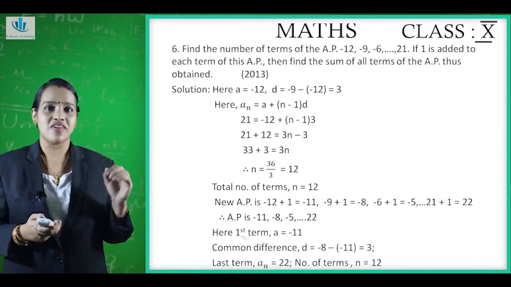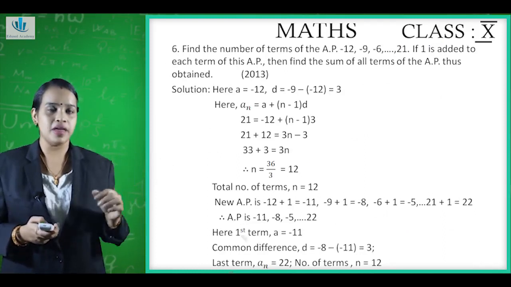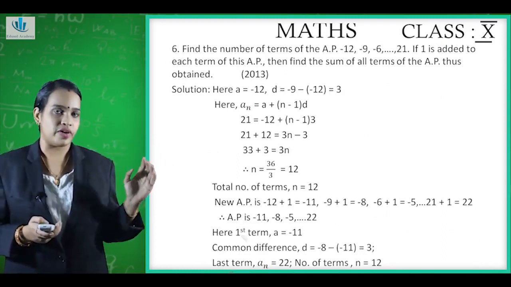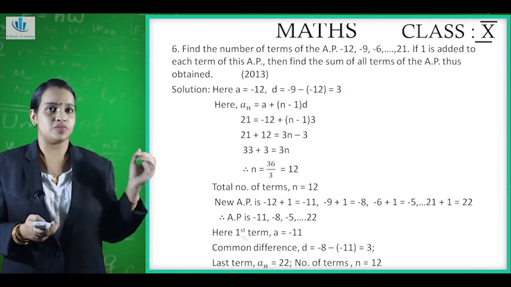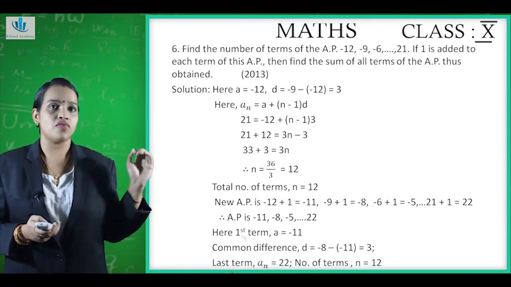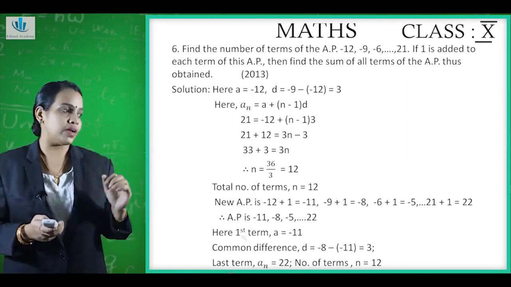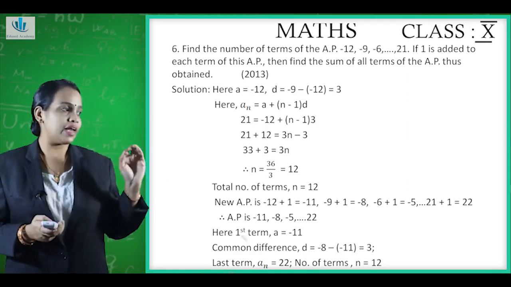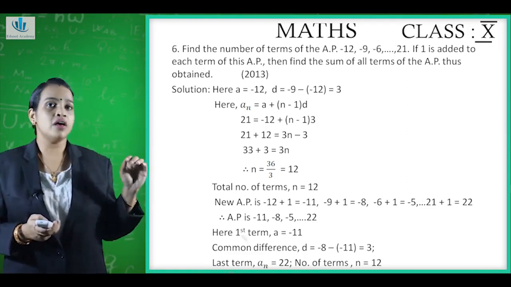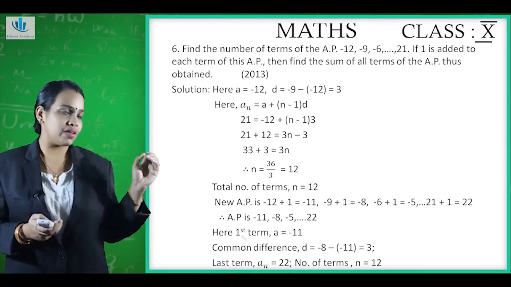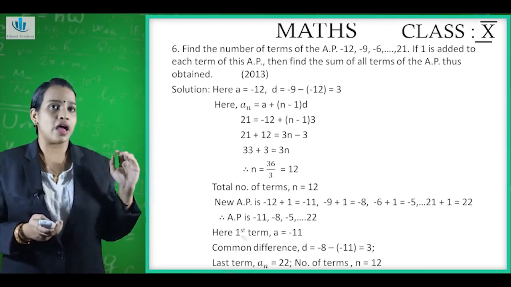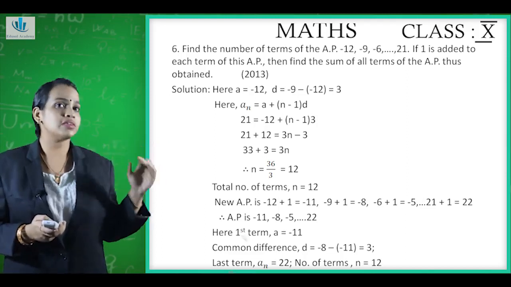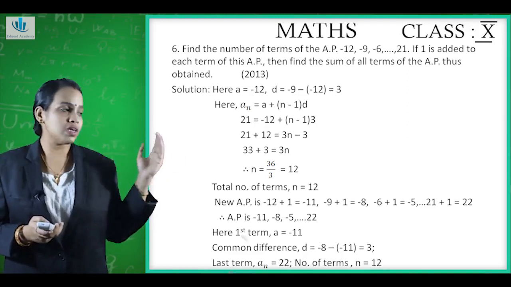Next question is, find the number of terms of the AP minus 12, minus 9, minus 6 and so on up to 21. If 1 is added to each term of this AP, then find the sum of all terms of the AP thus obtained. Now this question has appeared in the year 2013. In the question, an AP is given: minus 12, minus 9, minus 6, and so on up to 21. And when we add 1 to each term of this AP, we have to find the sum of the new AP. Now we will see how to solve it.